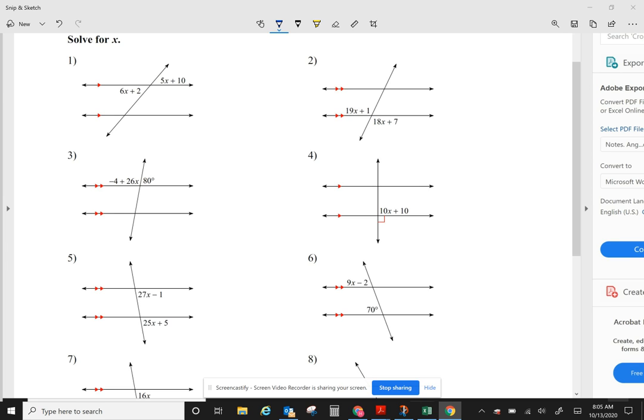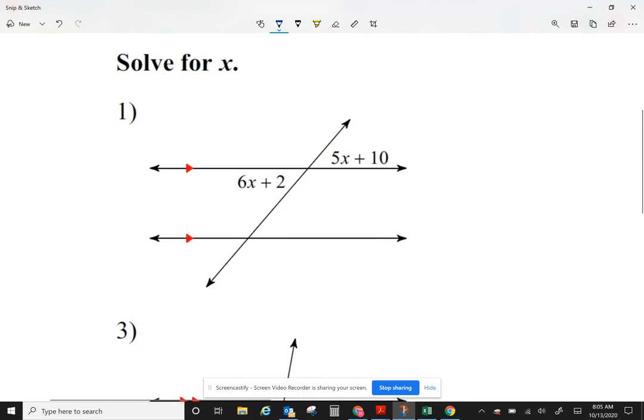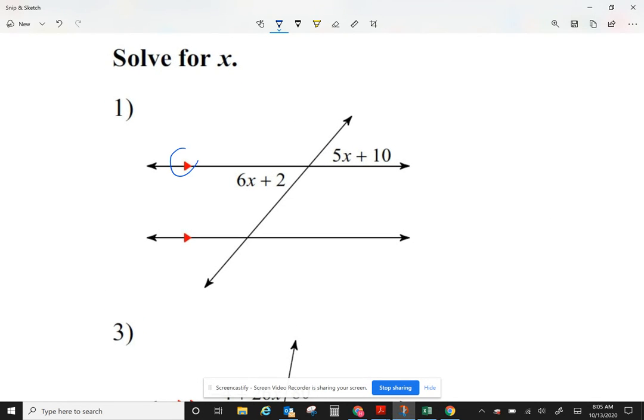Okay, we're going to start moving into parallel lines and the transversal. We're going to have two parallel lines, and I'm going to identify they're parallel by one arrow. You guys can see my arrow here. So I'm saying those two lines are parallel.